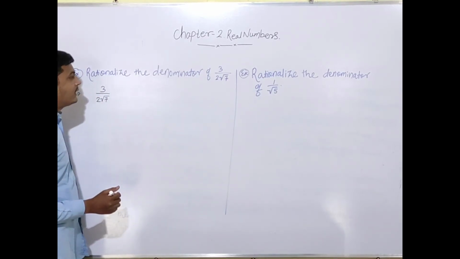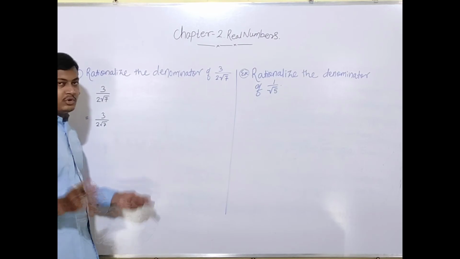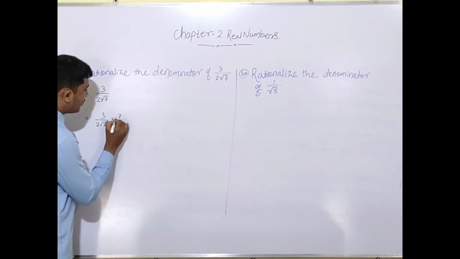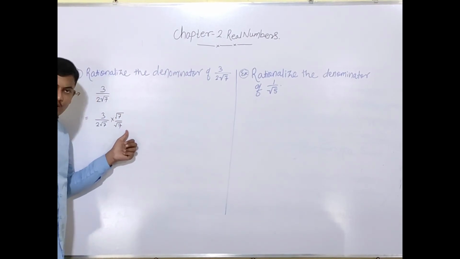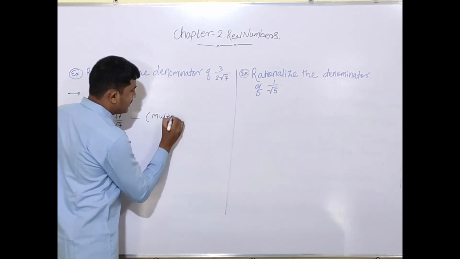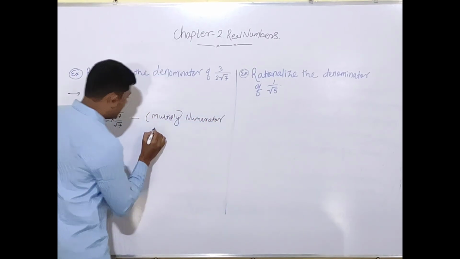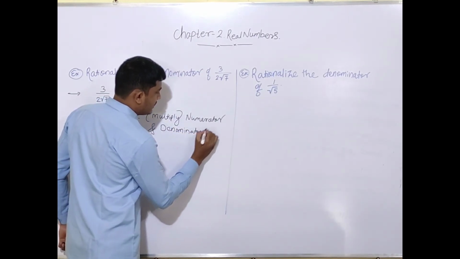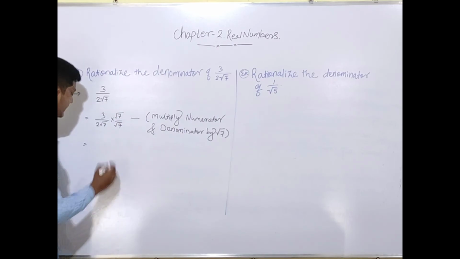So what do we have to do? We have to multiply. What number should we multiply so that the root term will vanish? If we multiply the numerator and denominator by root of 7, the same number we have to multiply to the denominator and numerator also. Multiply numerator and denominator by root of 7.